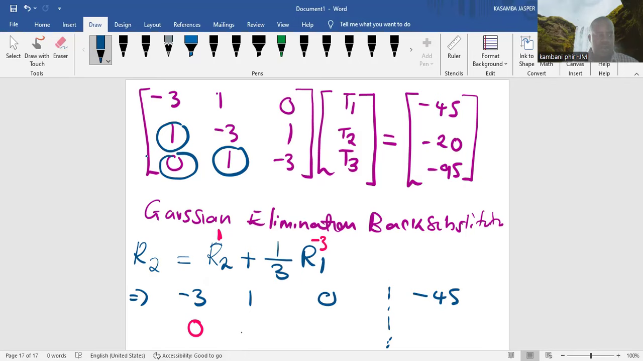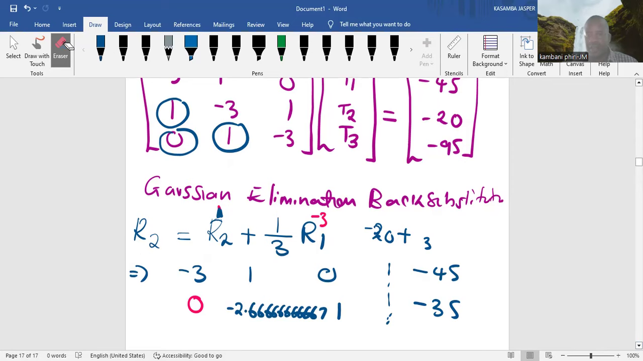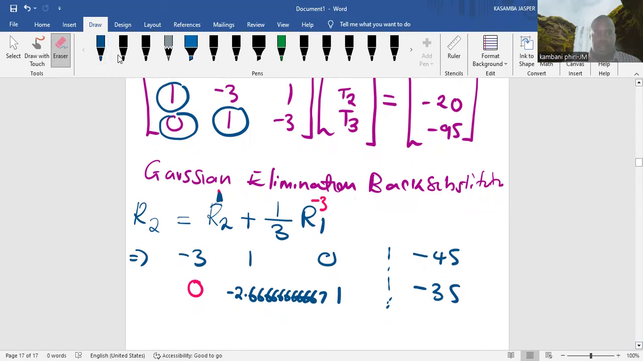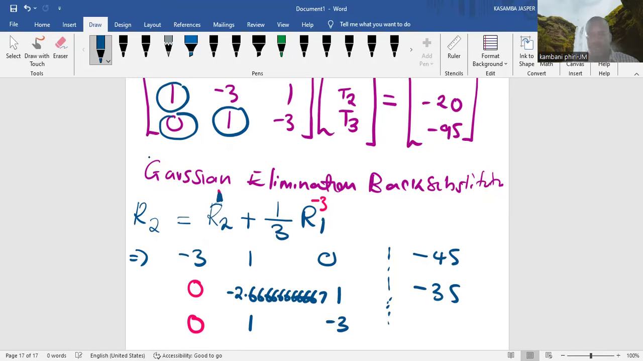Then applying the same, you get negative 2.6 there. Then for this one, if you put 1 here again, then here you put 0. You get your 1. Here you get negative 35. What do we mean? You say negative 20 plus 1/3 row 1, which is negative 45. So this will give you negative 35. And the last one is not affected. So you have 0 already here. So you have your 1, negative 3, and negative 95.